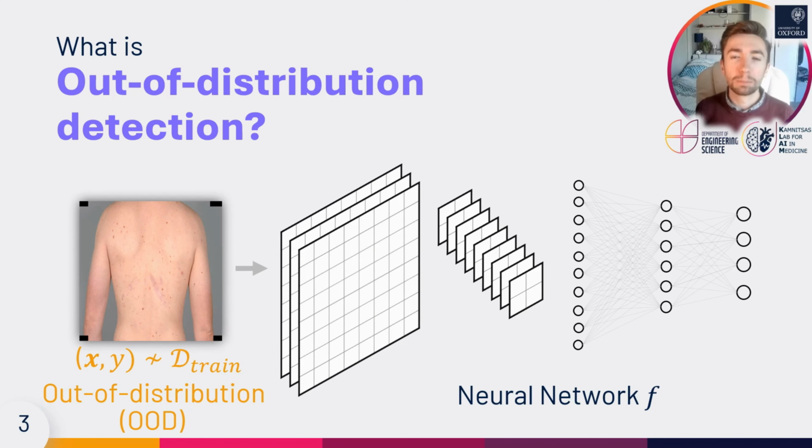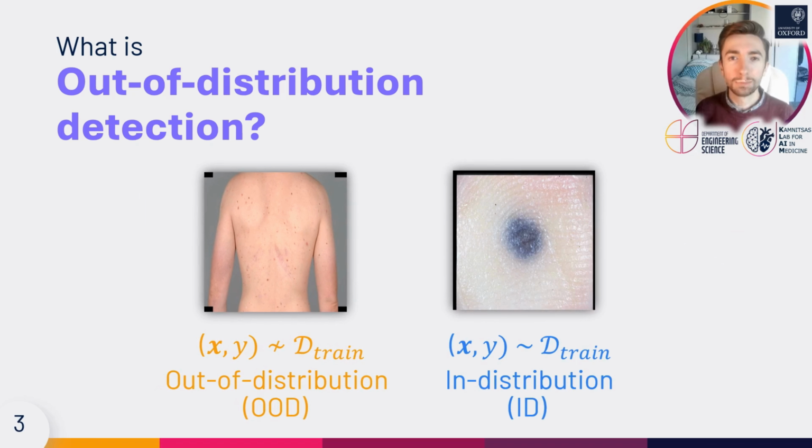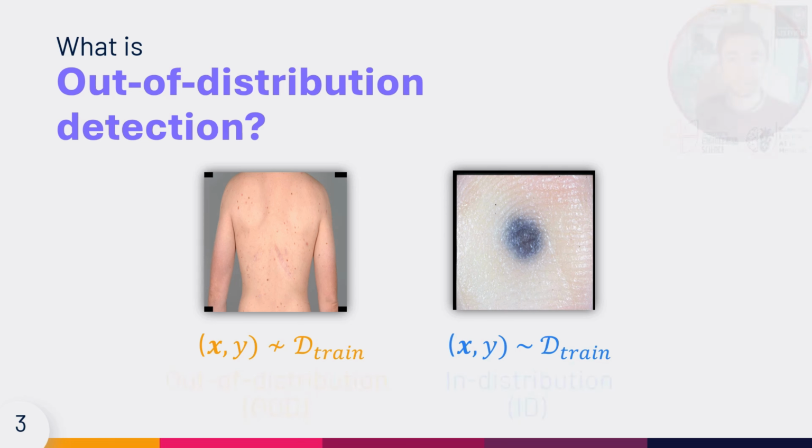But what happens when it's applied to an image which is significantly different from the training data, which we call outer distribution, or OD? Well, what we see is predictions on OD data are both unpredictable and unreliable. This motivates the field of outer distribution detection, where we want to detect an OD input and then defer the decision-making to a human clinician.